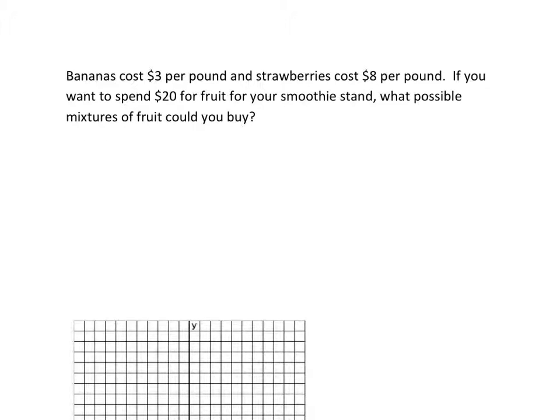Next, let's do a little application problem. Bananas cost $3 per pound, and strawberries cost $8 per pound. If you want to spend $20 for fruit for your smoothie stand, what possible mixtures of fruit could you buy? Same as I did with equations and word problems, I'm going to define some variables. So B is going to be the number of pounds of bananas. LBS is the abbreviation for pounds if you haven't seen it. Pounds of bananas.